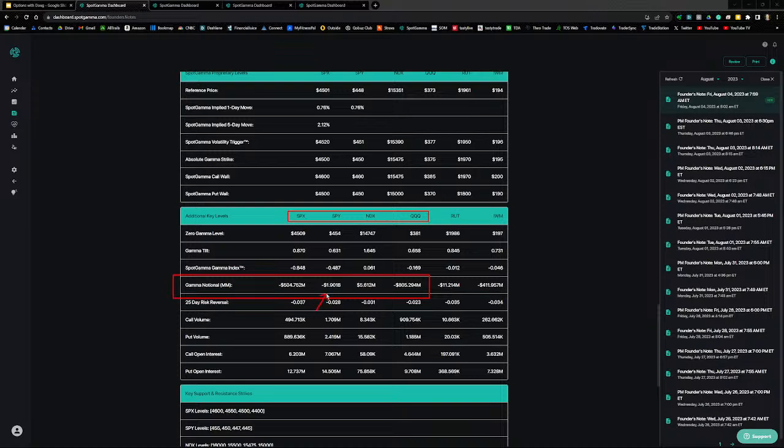Now this is pretty significant. This is 1.9 billion negative gamma notional. That's getting to levels that were pretty typical from last year in the bear market. So that's significant negative gamma. And again, all these numbers became more negative than yesterday.